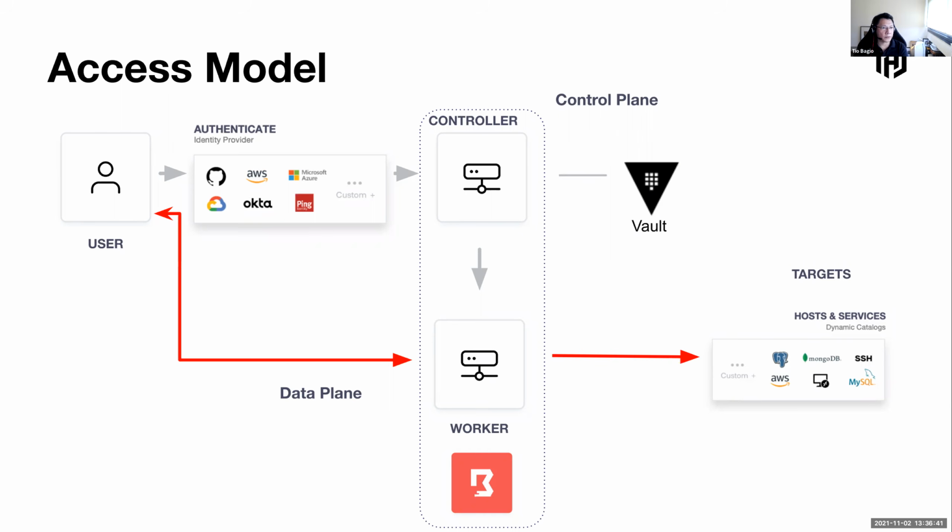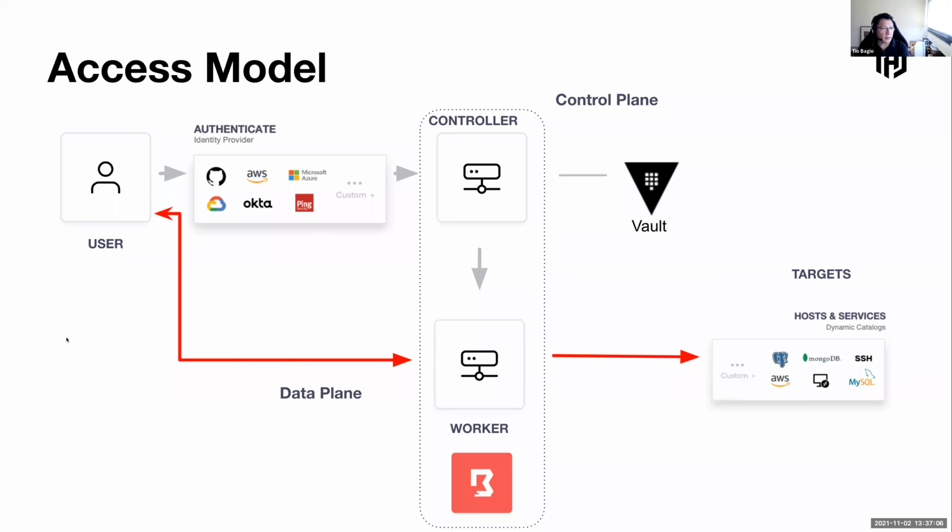Boundary controller also has a credential store, as I mentioned. Vault is optional. If you have Vault to manage your secrets, then you can tie the Boundary credential store to a Vault cluster. So in other words, Boundary can check out secrets from Vault and present that to the user. And sometimes you can inject credentials seamlessly into the user session.